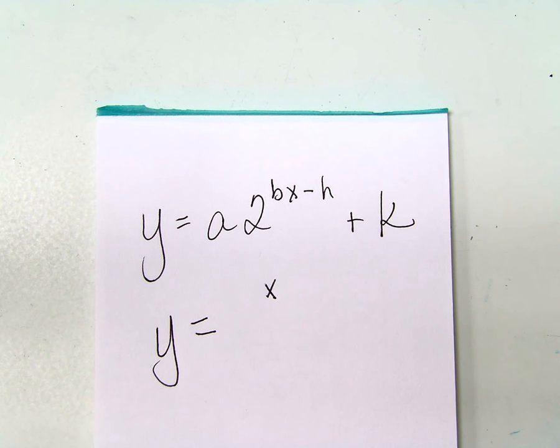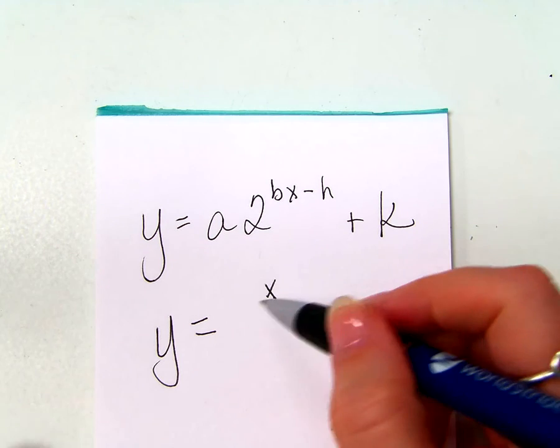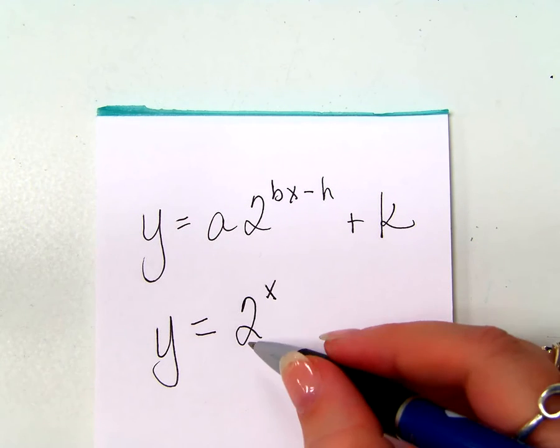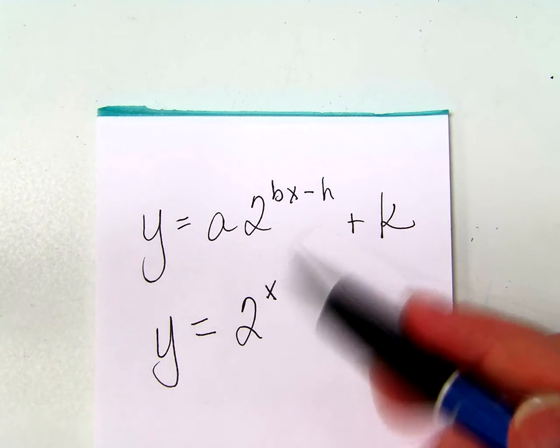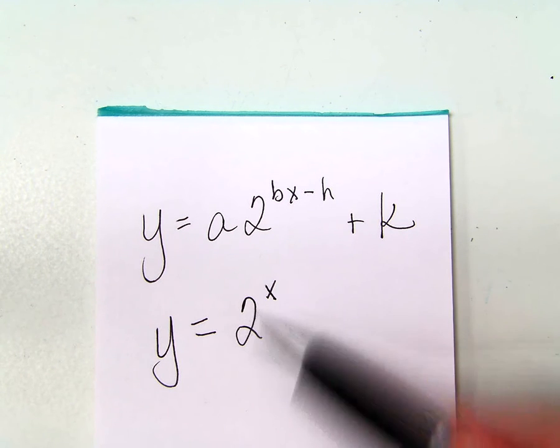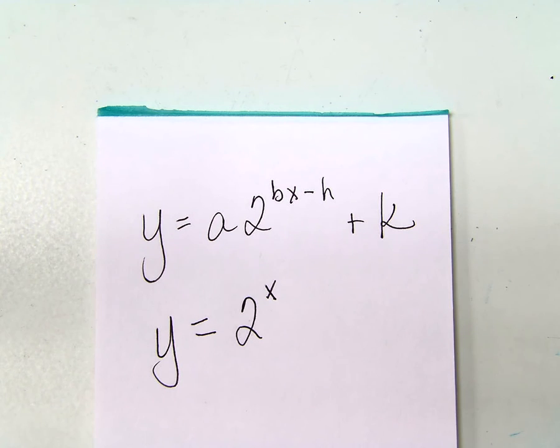How many parent functions are there of a quadratic? One. How many parent functions are there of a linear function? One. How many of a cube root? One. How many of an exponential? A lot. Because any base, in this particular one, it's 2 to the x, right? I can use that as my base, and that's the parent function because nothing is being added, subtracted, or multiplied to this base or this exponent, right?